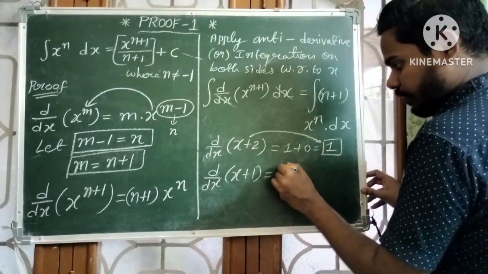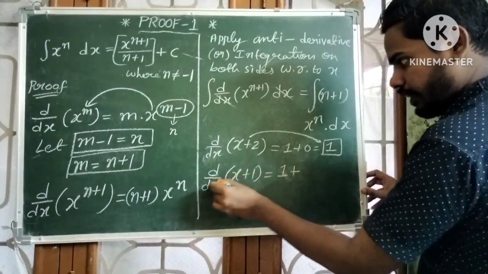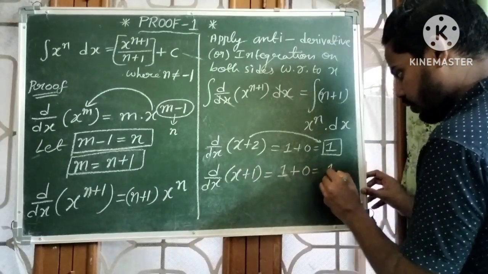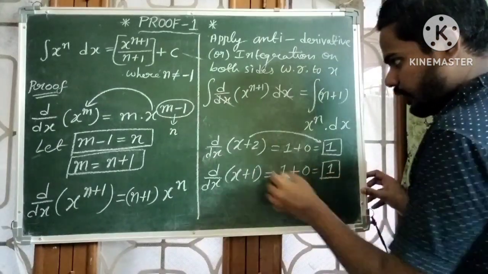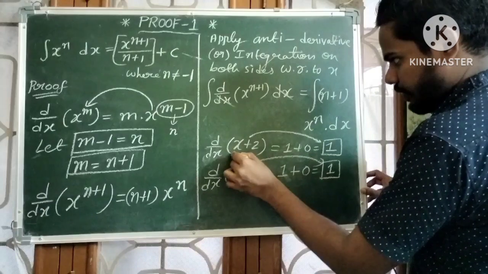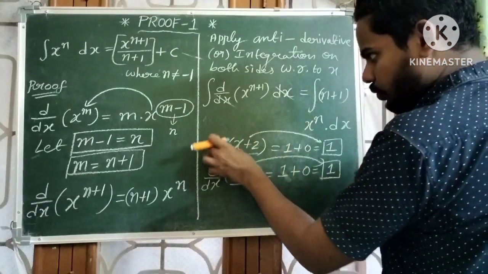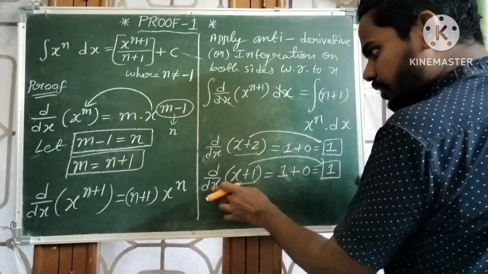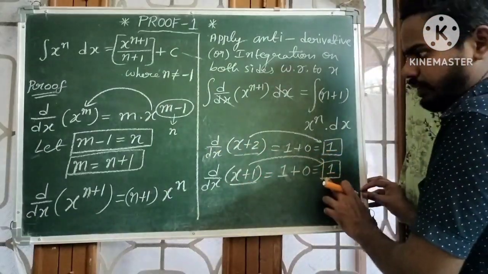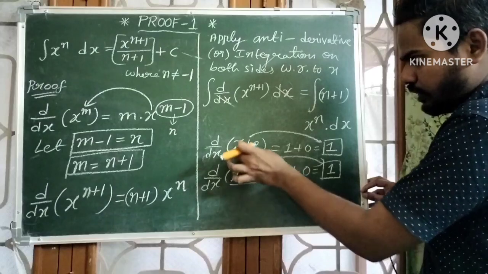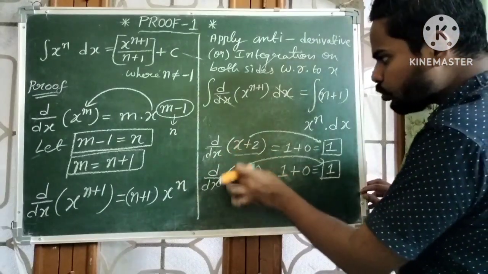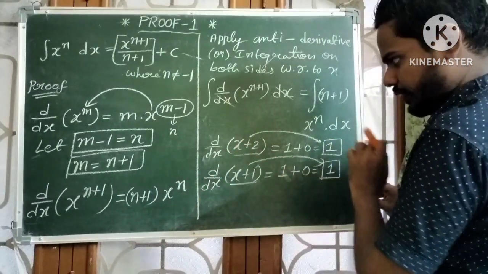So d by dx of x is again 1. And d by dx of a constant is 0. You will get 1. Here the functions are different: here x plus 2, here x plus 1. But the derivative values, okay? So d by dx of x plus 2 is 1 and d by dx of x plus 1 is also 1. Here two functions, the derivatives of these two functions have the same output.